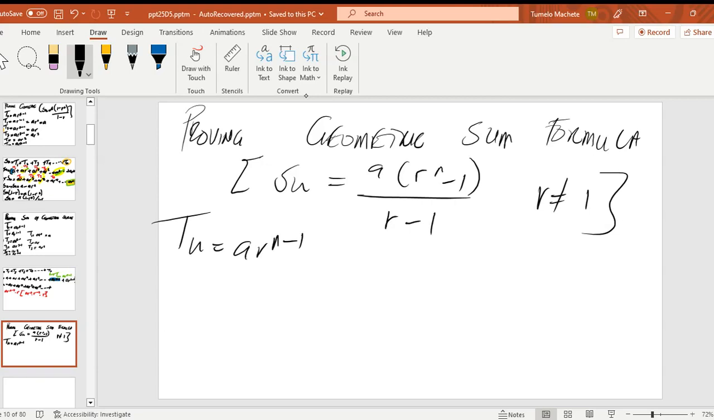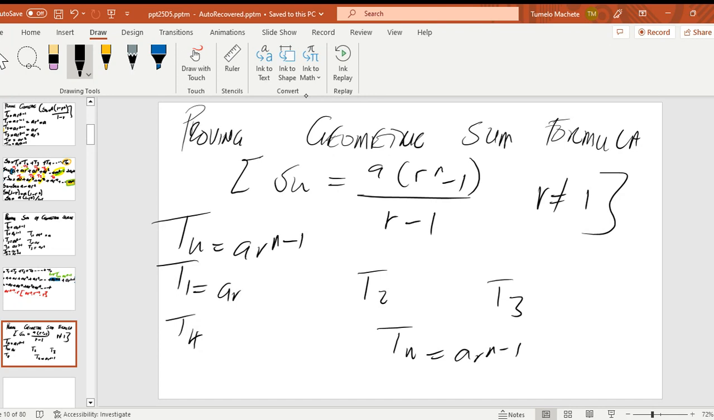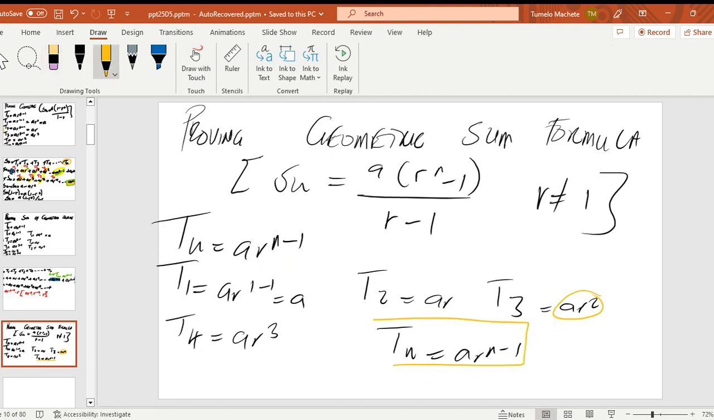Right? So from this, you're going to have to find your term 1, term 2, term 3, then term 4. This will continue up to Tn. You know that Tn is equal to Ar^(n-1). So for term 1, in order for you to find term 1, n will be equal to 1. So we're going to have Ar^(1-1), which is A. Then term 3 is going to be Ar squared, just like that. Then it will go on and on until the nth term.